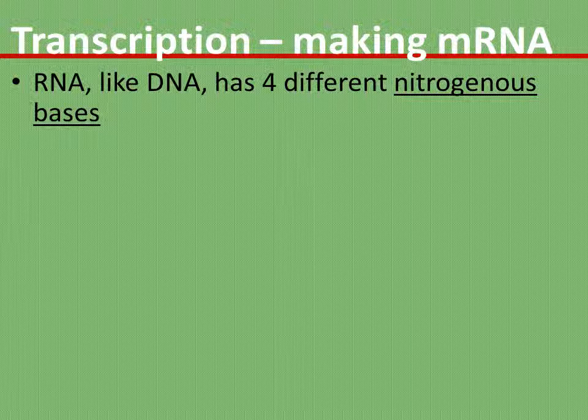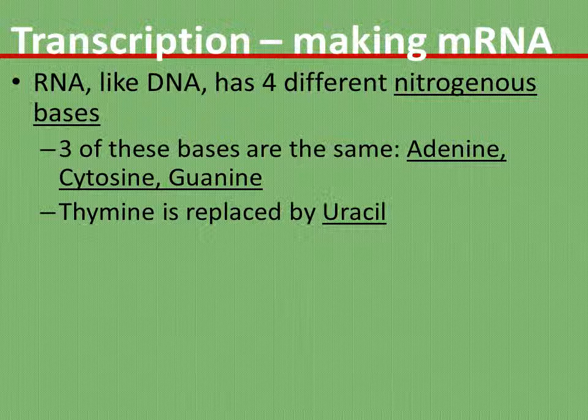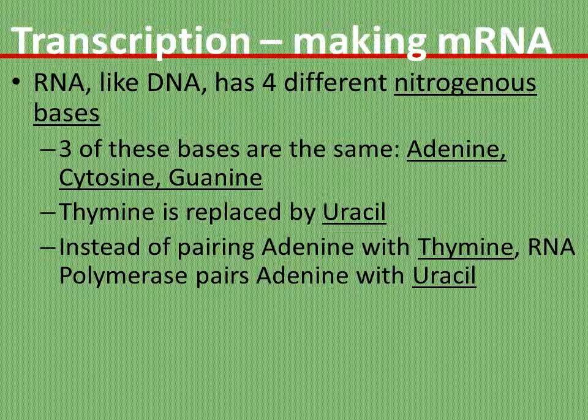Again, RNA has 4 nitrogenous bases. 3 of them are going to be the same: adenine, cytosine, and guanine. The 4th one is going to be uracil. So instead of having thymine, your RNA molecule is going to be using uracil. Again, adenine, instead of pairing with thymine, is going to pair with uracil.